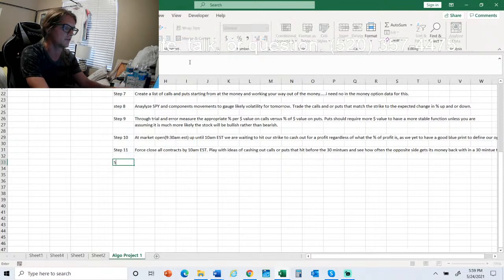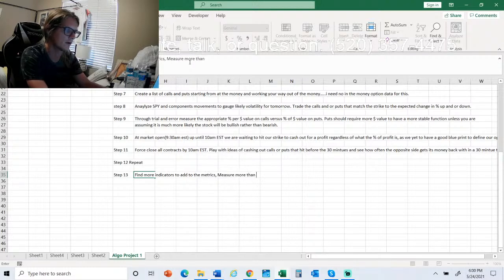Now step 12 should be repeat. Step 13 would be to find more indicators to add to the metrics. Measure more than just the SPY.